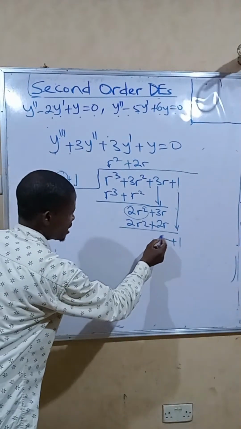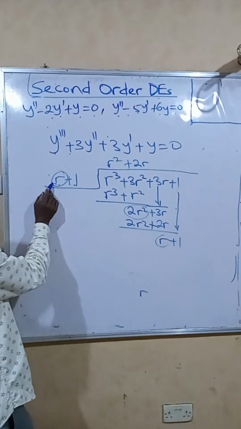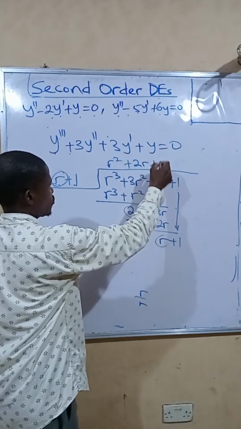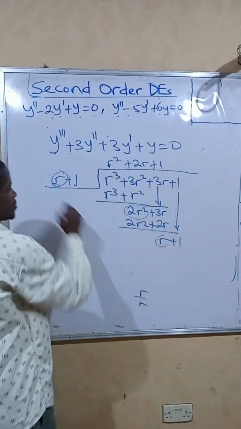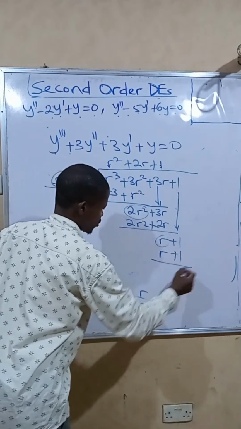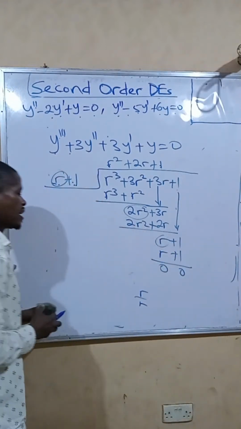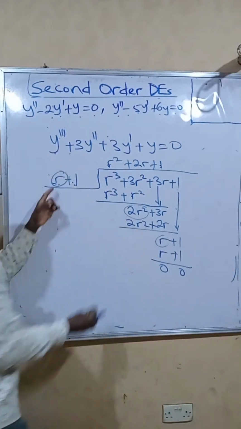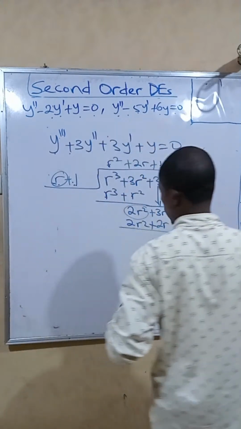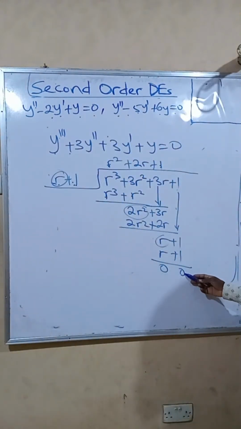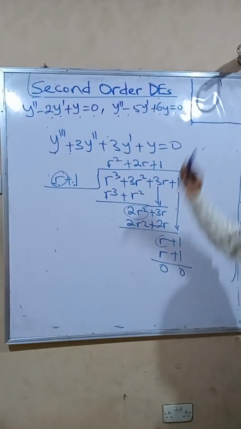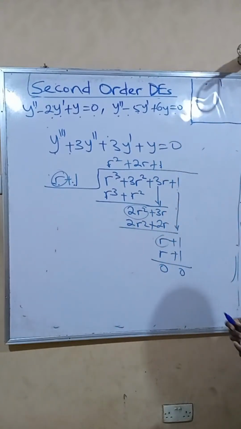Then take the first one here over the first one here, r over r. That's 1, so that's plus 1. 1 times r, 1 times 1, do your subtraction. So it's confirmed that r plus 1 is a factor, because once it's a factor, your remainder must be 0. That's what we call the remainder theorem, or factor theorem. So that's what we have there.